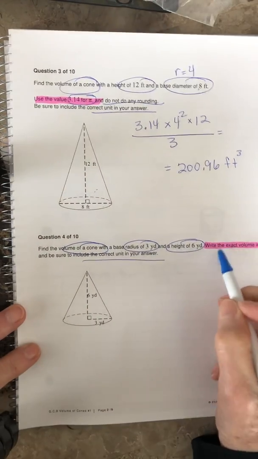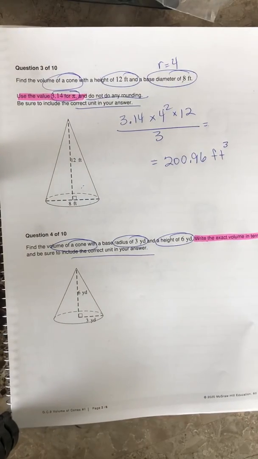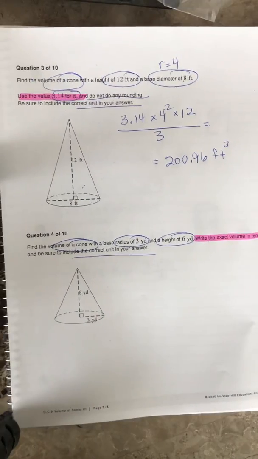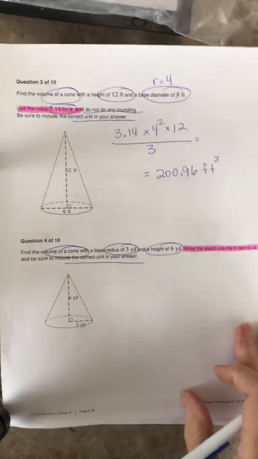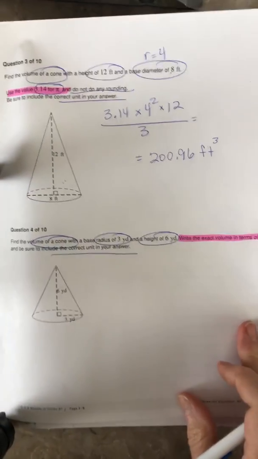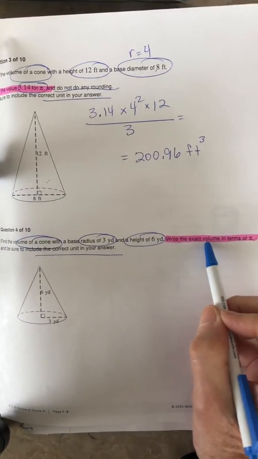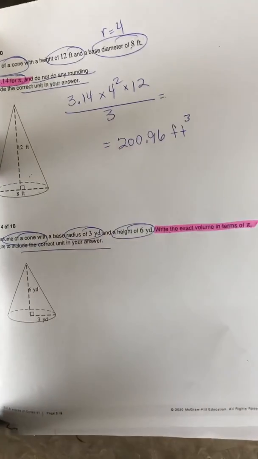What does that mean? Write the, oops, you can't see it. So let me, oops, going the wrong way. Okay, let me try to move my camera. All right, so this says, write the exact volume in terms of pi.